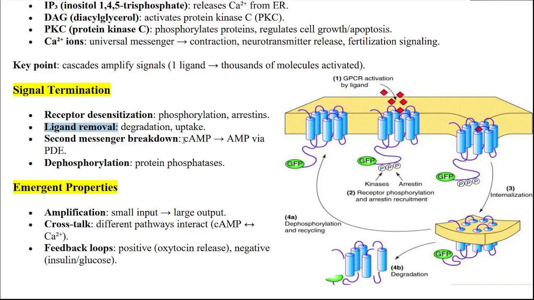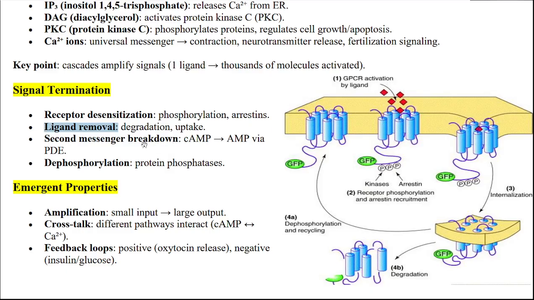What about the receptor? The receptor itself often gets desensitized. Even if the ligand is still present, the receptor might be temporarily modified, often by phosphorylation by specific kinases, like GRKs for GPCRs, which makes it less able to activate G protein. Like it gets tired, sort of. Or these phosphorylated receptors can recruit proteins called arrestins, which physically block the interaction with G proteins and can also target the receptor for removal from the membrane via endocytosis. So silence the receptor. What else?